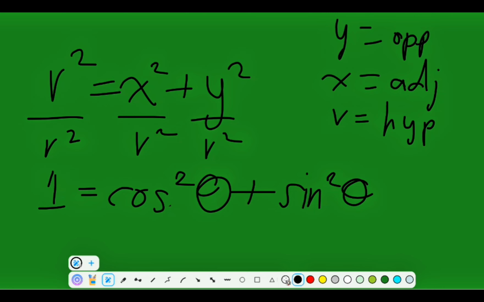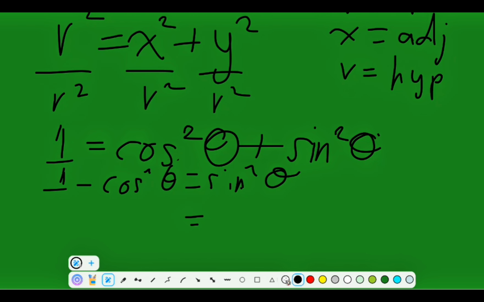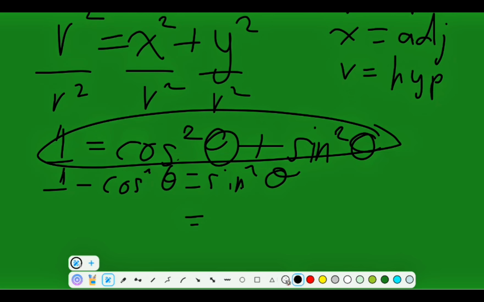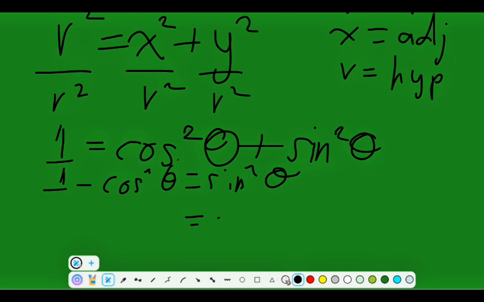For our second identity, we're just going to keep on transposing things. Let's just first transpose cos. 1 minus cos²θ is equal to sin²θ. Right? Now the third identity, we're going to basically use the first identity to identify these other two identities. So cos²θ is equal to 1 minus sin²θ.